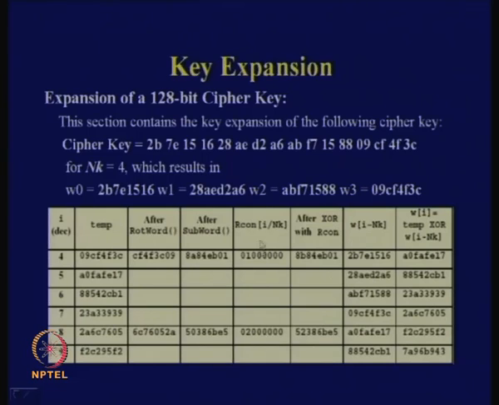Okay, so you are storing this in hexadecimal, which means this is 1 and this is 2, and subsequently you will have the next round constants. So this is how your expansion for a 128-bit cipher key works.